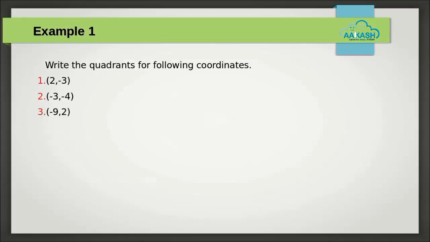Now let's look at the example. Example 1. In this example, we will see how to find out which quadrant a point belongs to. We have 3 points as given here. To determine the quadrant, we need to note the signs of each coordinate and determine their positions. Let's take a look at the solutions.